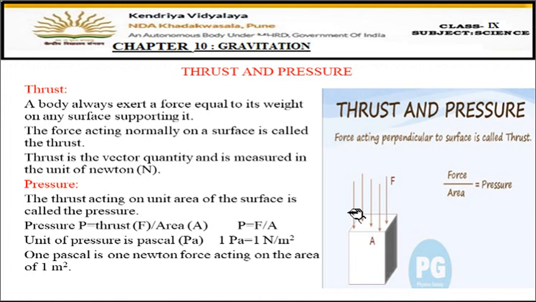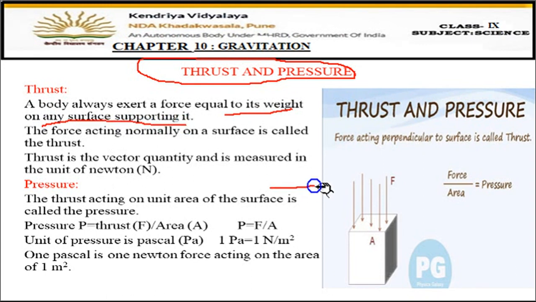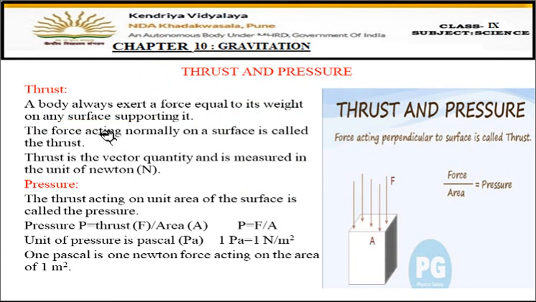Now let's move on to the next slide and see the concepts of thrust and pressure. A body always exerts a force which is equal to its weight on any surface supporting it, right? Suppose this is the ground and there is a box lying on this surface. This box will apply some weight on the surface. Now how much weight is it applying? It is applying a force equal to its weight. If suppose it has 30 kg weight, that means it is applying a force of 30 newtons on the surface. So a body always exerts a force equal to its weight on the surface.